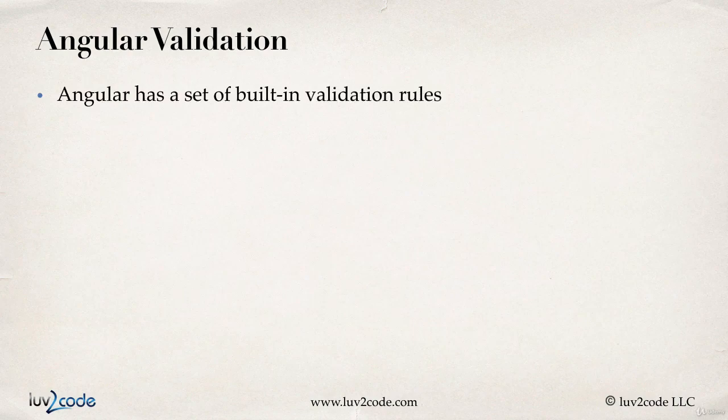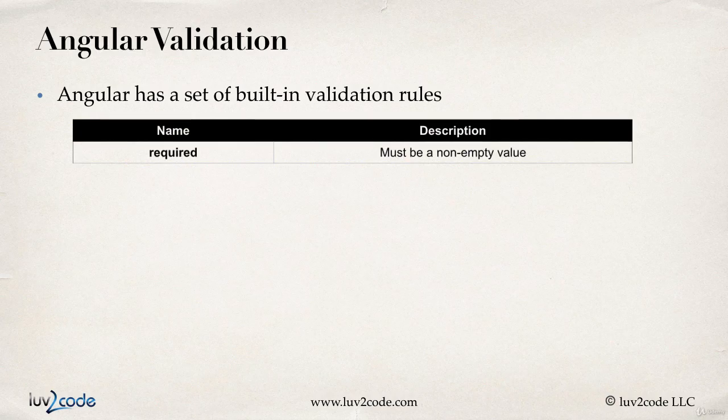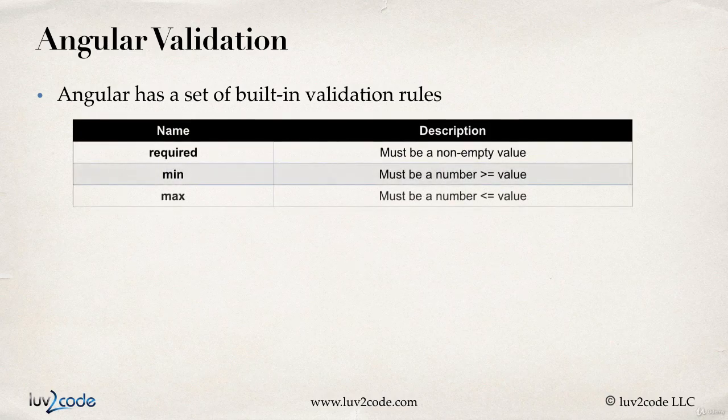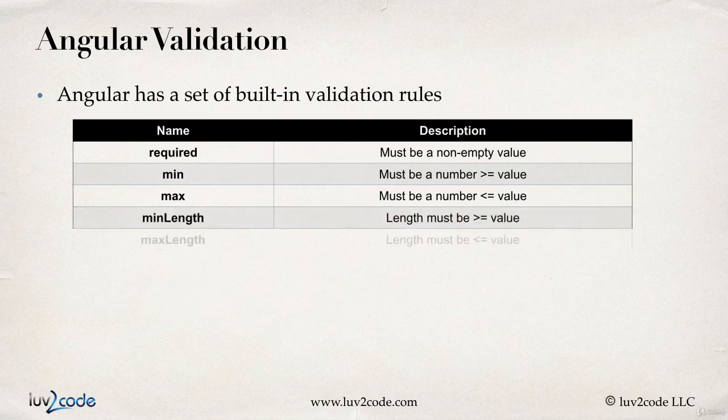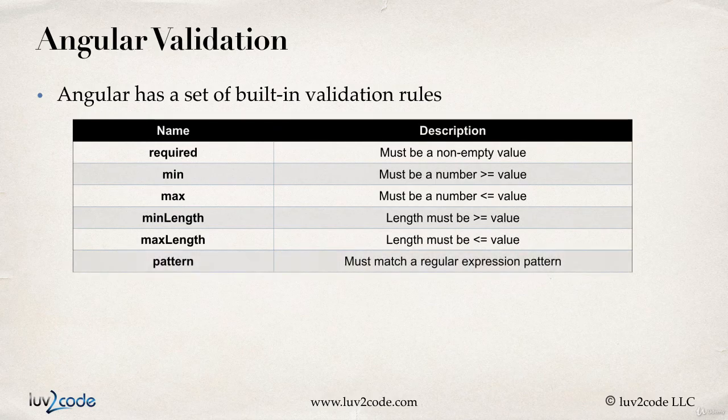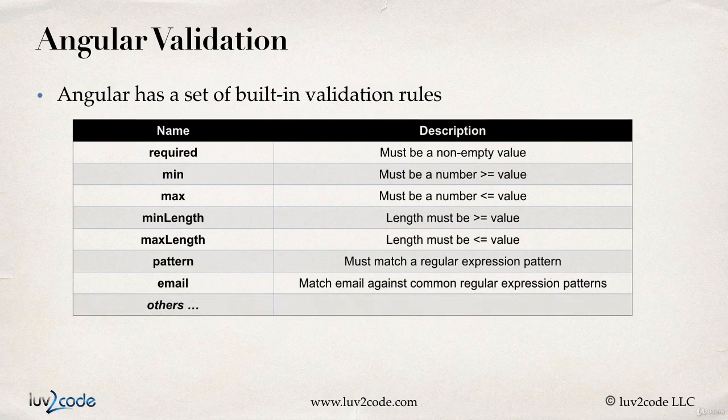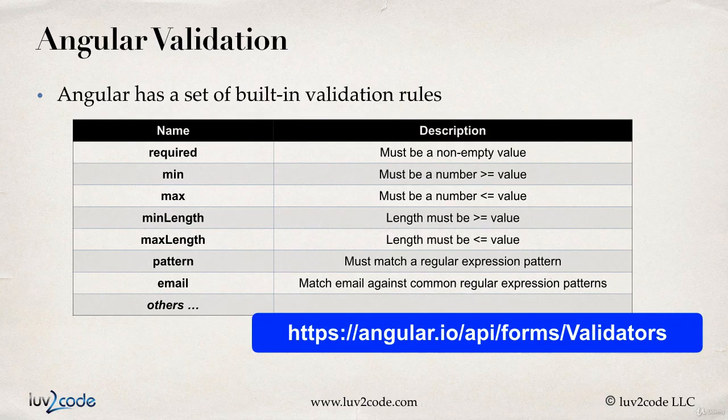Angular has a set of built-in validation rules that we can make use of. There's the required validation, which must be a non-empty value. Min and max: min must be a number greater than or equal to a value, max less than or equal to a value. There's also minLength and maxLength, basically checking the length of a string accordingly. We can also apply a regular expression pattern, and we can also make use of the email format. There are some other validation rules, and you can make use of the link here on the slide to get the details on those other validations.